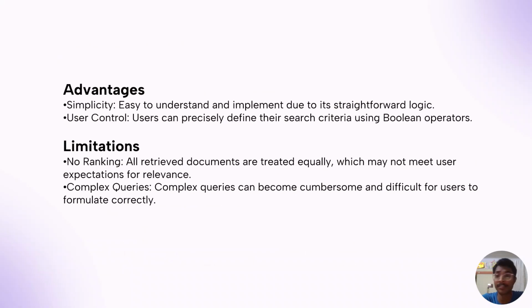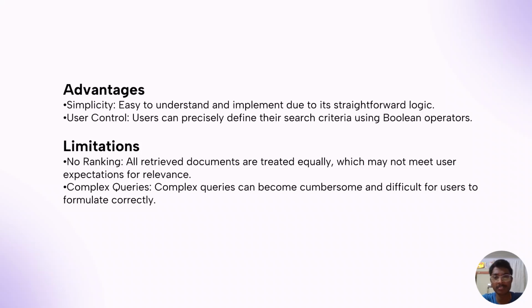Now what are the advantages of this Boolean model? It mainly comes down to simplicity and user control. In simplicity, it is easy to understand and implement due to its straightforward logic, where we have only three operators. And for user control, users can precisely define their search criteria using the Boolean operators.